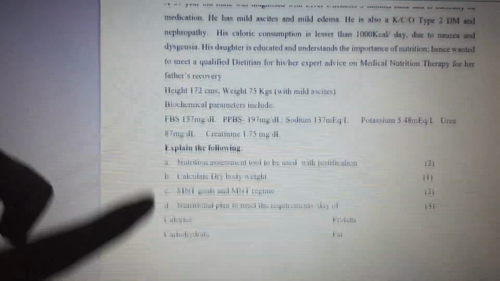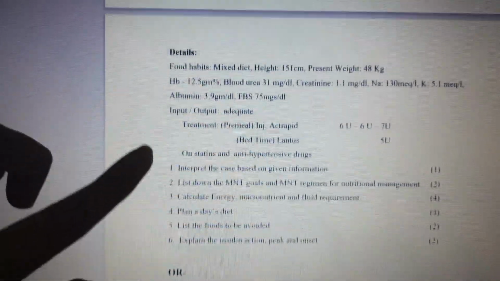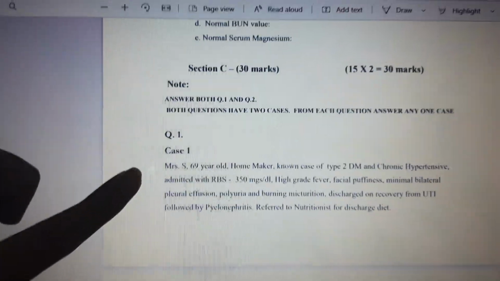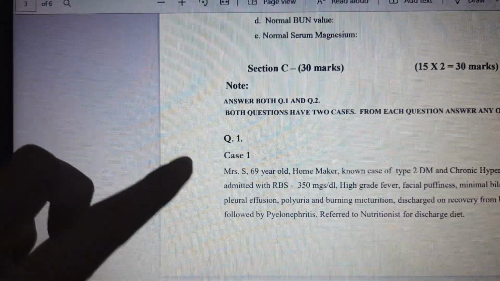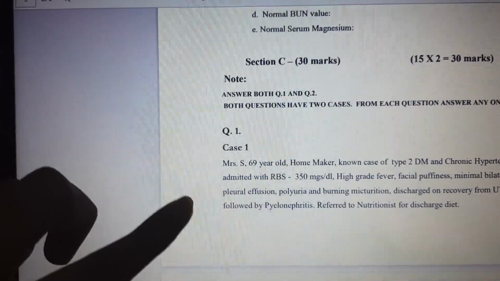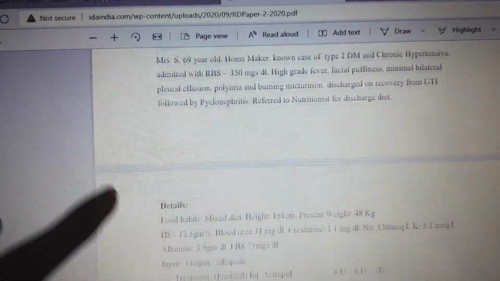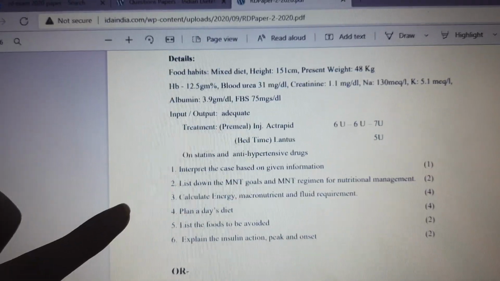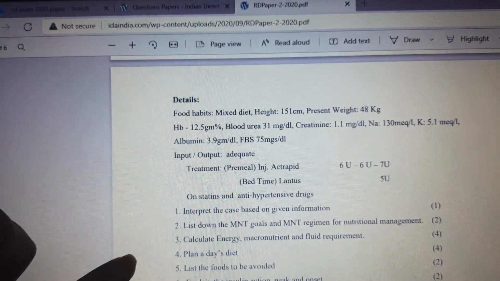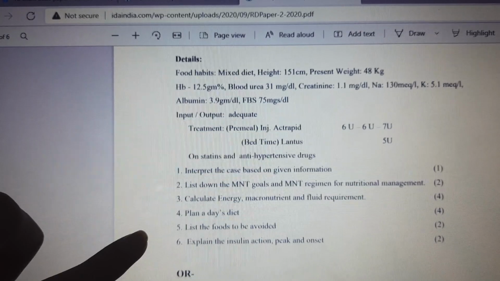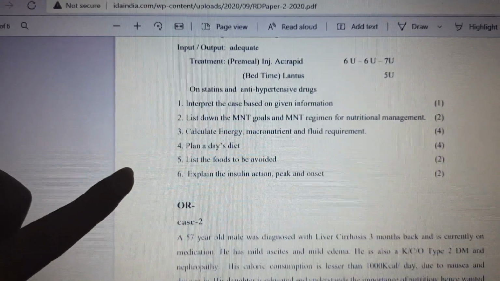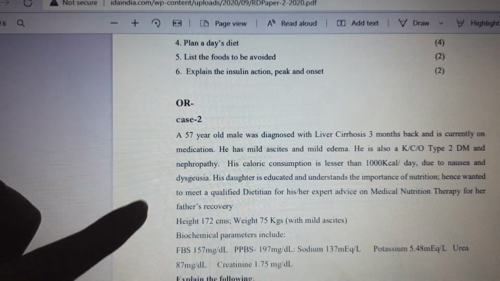Let me show this section again. I guess this is of maximum marks from this paper, 30 marks. So see the questions. Basically a dietitian's work is to plan diets, so I guess this is to check that ability.